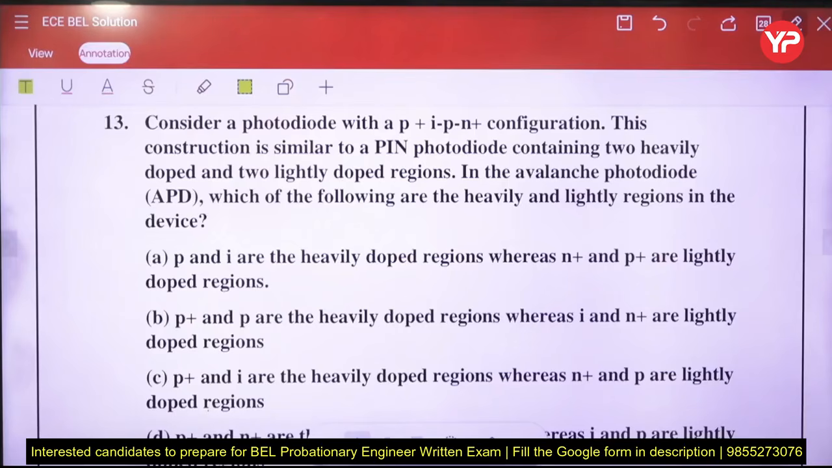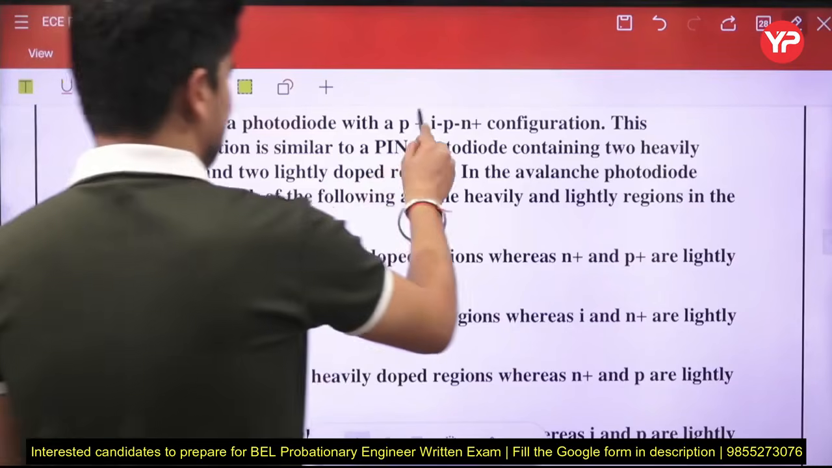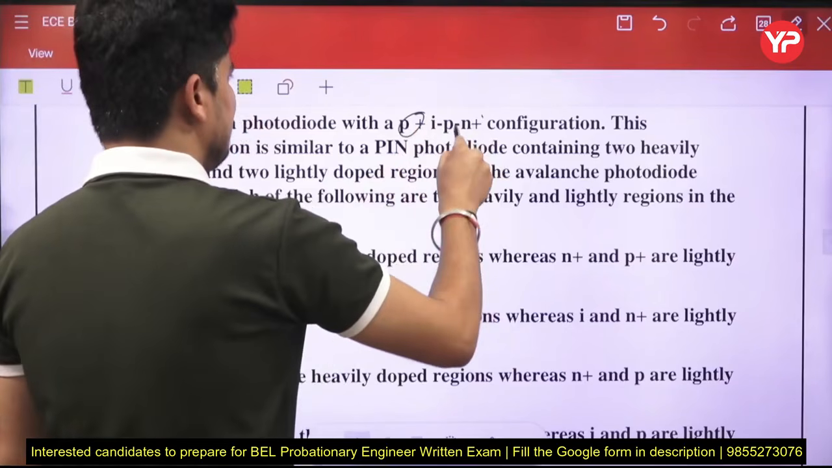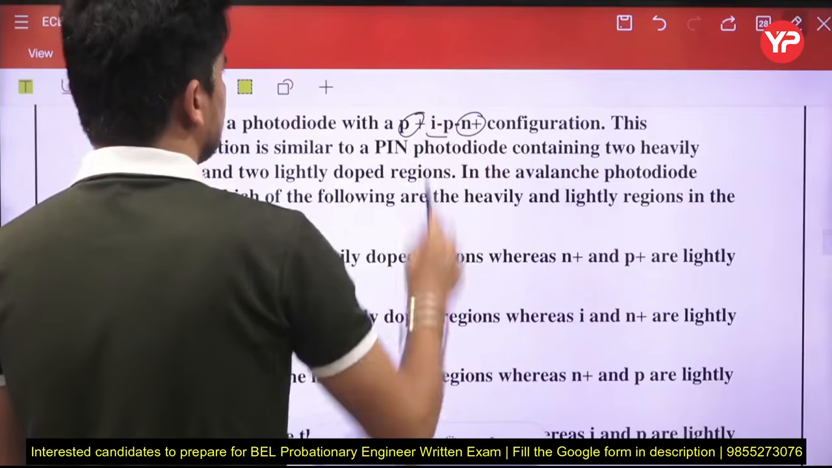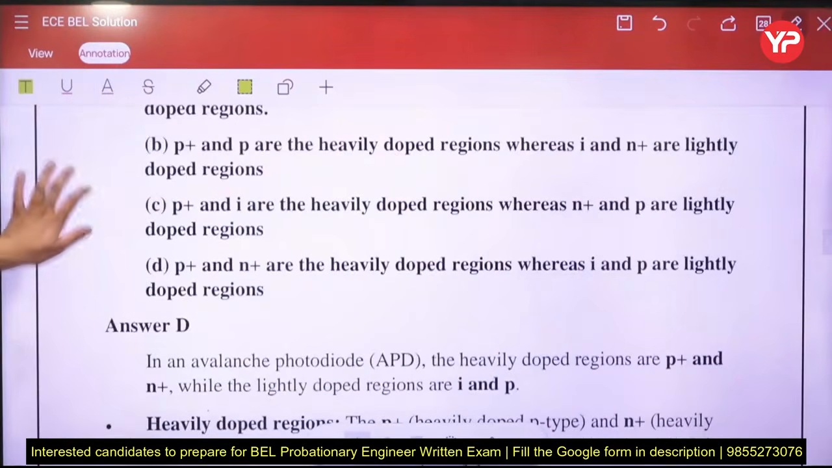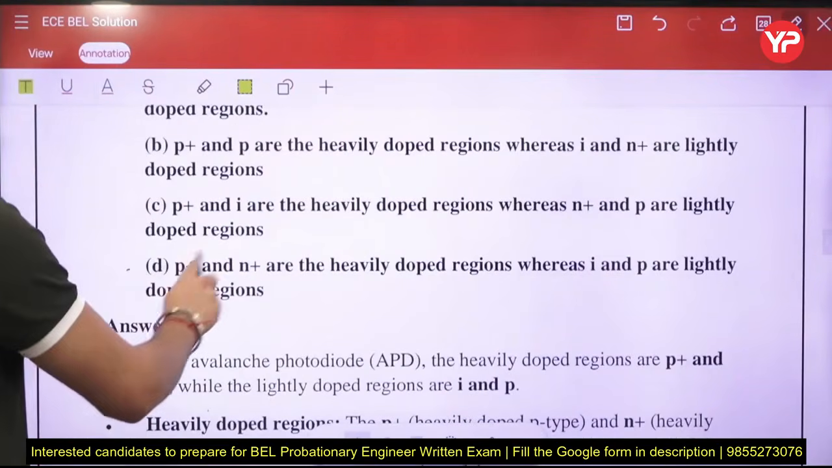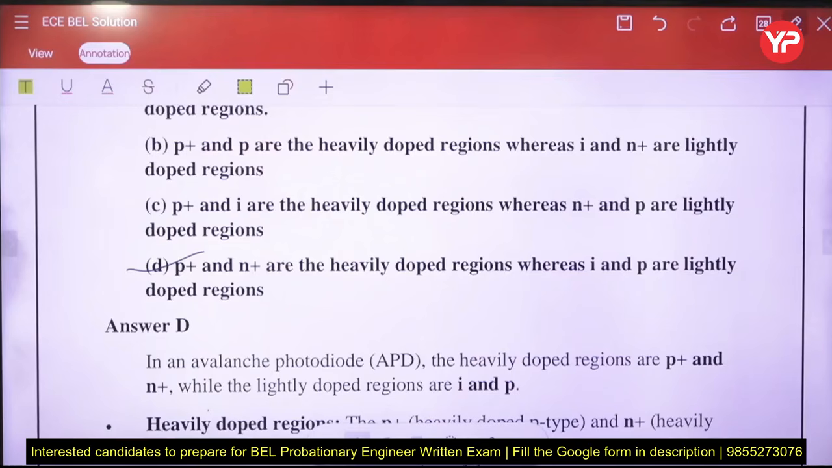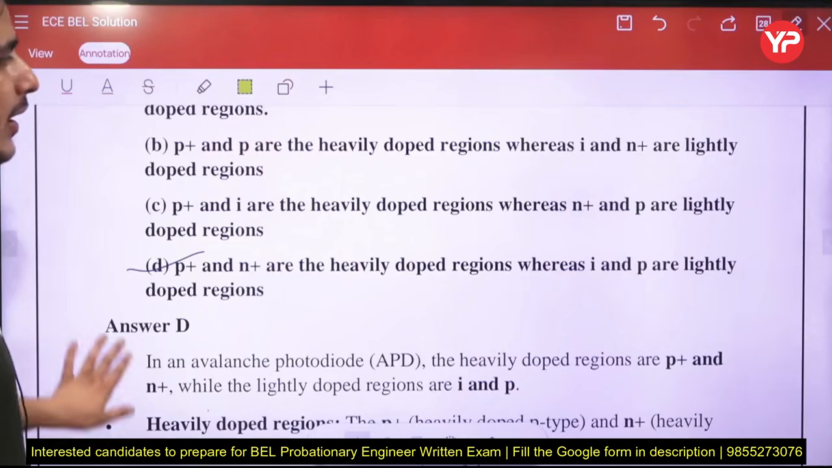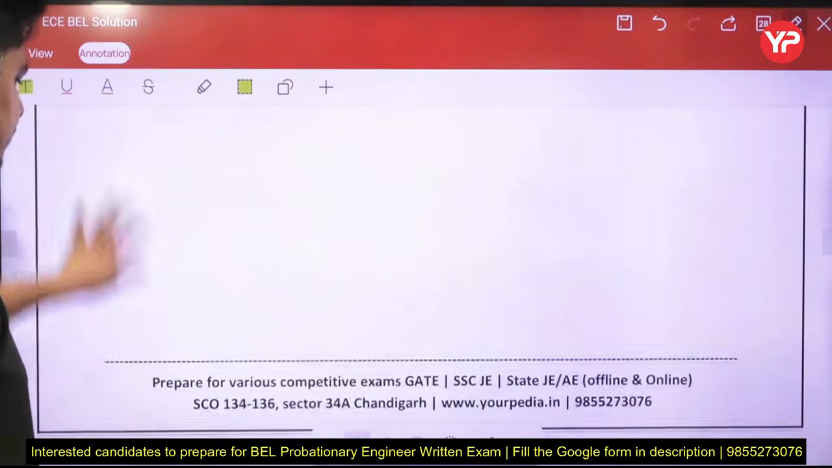See, basically what you are seeing here, P+ is heavily doped, N+ is heavily doped, and these two regions are lightly doped here. So the answer will be D. P+ and N+ are heavily doped regions, whereas I and P are lightly doped regions.